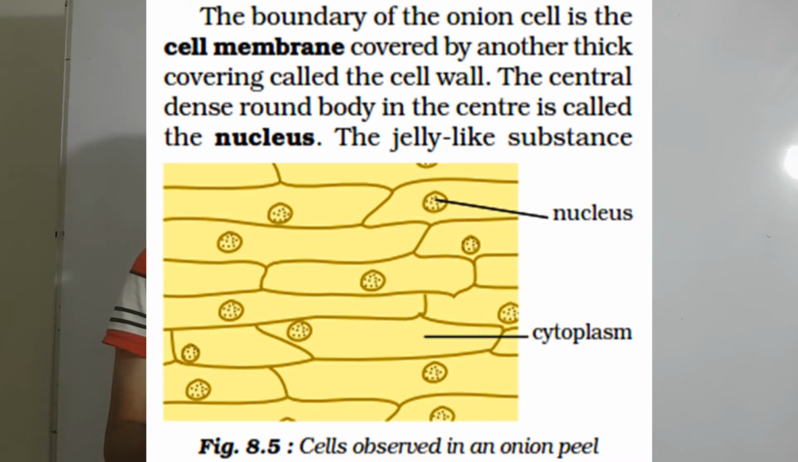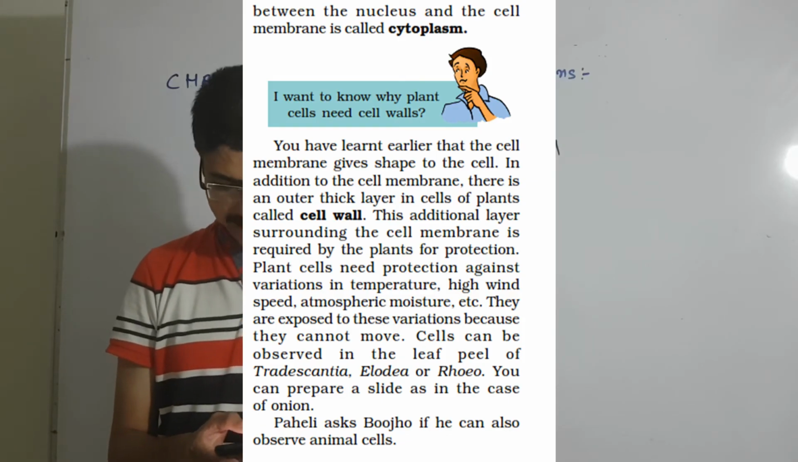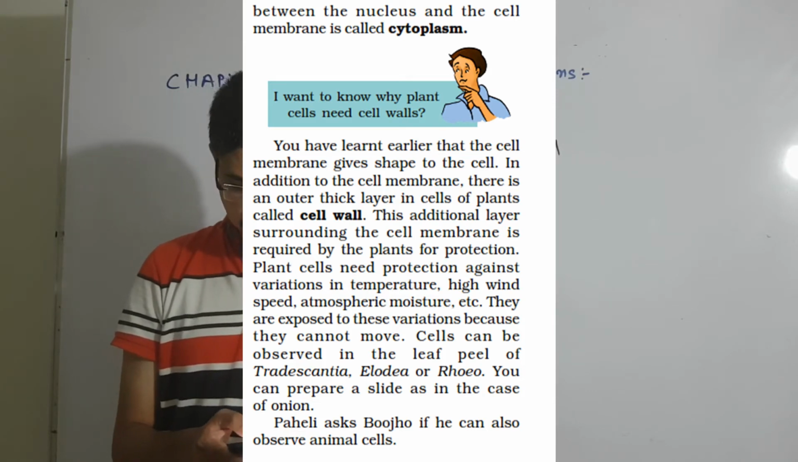The boundary of the onion cell is a cell membrane covered by another thick covering called the cell wall. The central dense round body in the center is called the nucleus. The jelly-like substance between the nucleus and the cell membrane is called cytoplasm. You have learned earlier that the cell membrane gives shape to the cell.